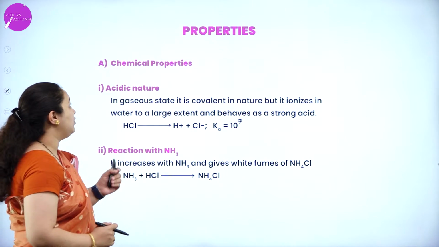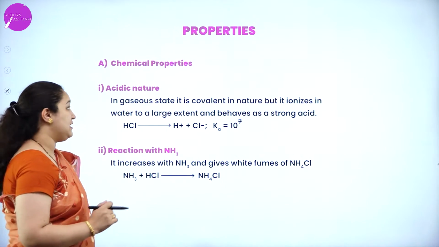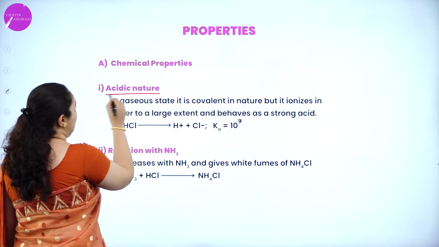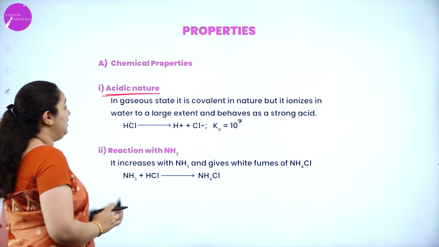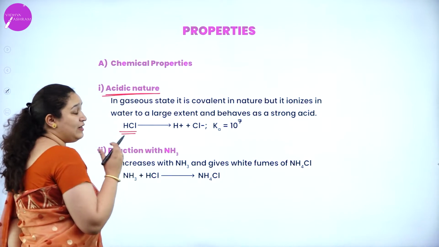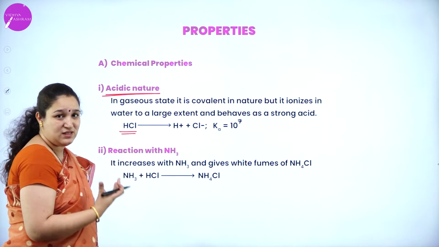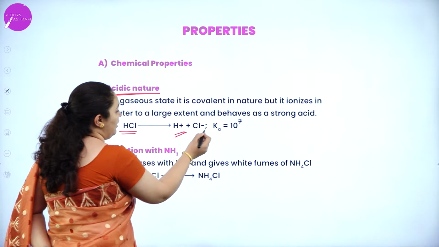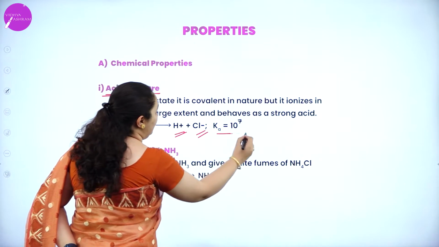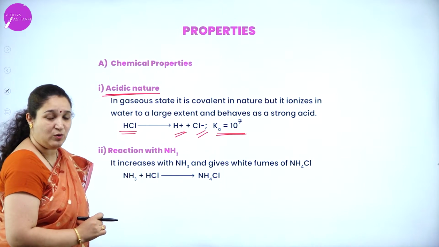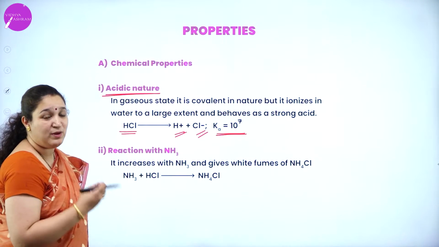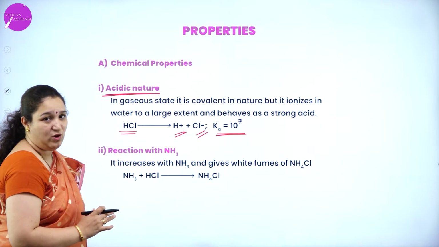Next, we learn about the properties of HCl. First chemical property is acidic nature. Hydrogen chloride will dissociate in water to a large extent, that is, it's a strong acid, to give H+ ion and Cl- ion, and its Ka value is 10^7. So it's a very strong acid because it can give away H+ ion.